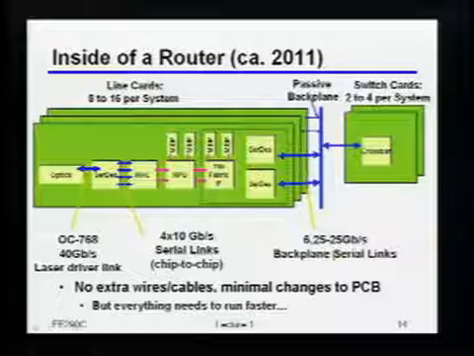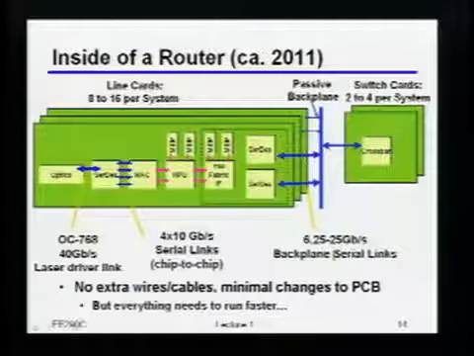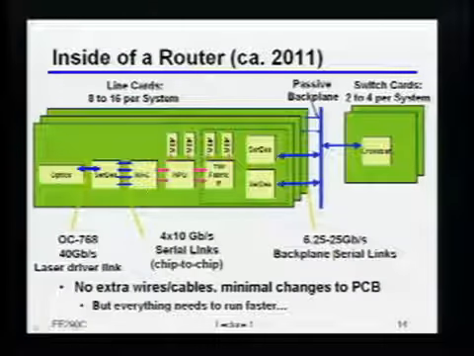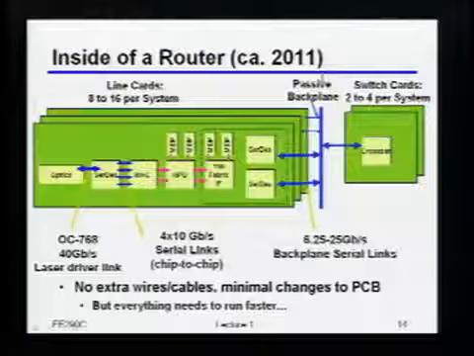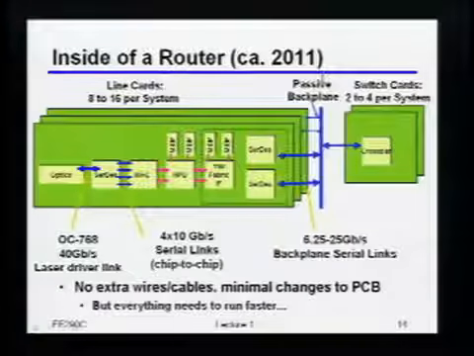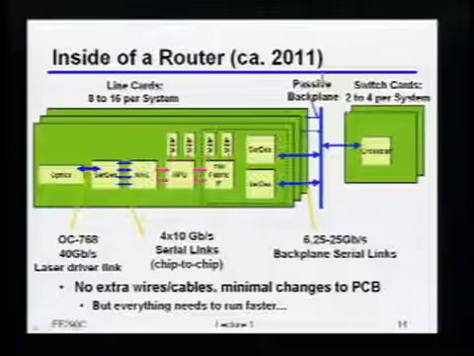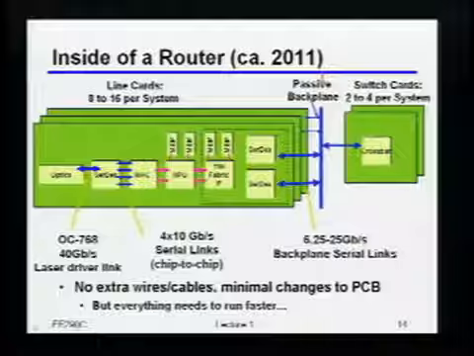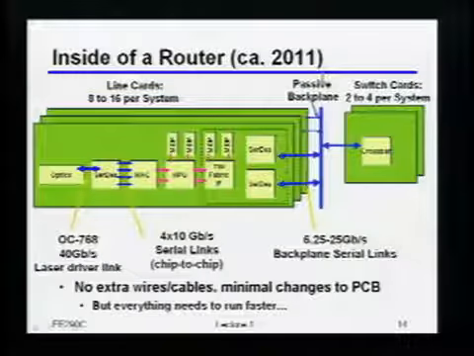The key point here is that I haven't added any extra cables, I haven't added any extra wires, and in fact, as we'll see probably next lecture, I probably made only minimal changes to this printed circuit board, which is what I've called the backplane. But everything has to run faster. So that pretty clearly means that, from the standpoint of us as the guys who have to build these links, somehow we just have to get better. Something has to drive us to be better.